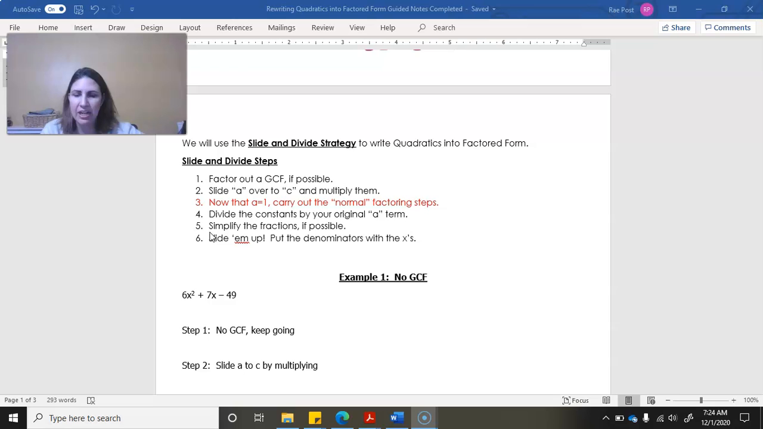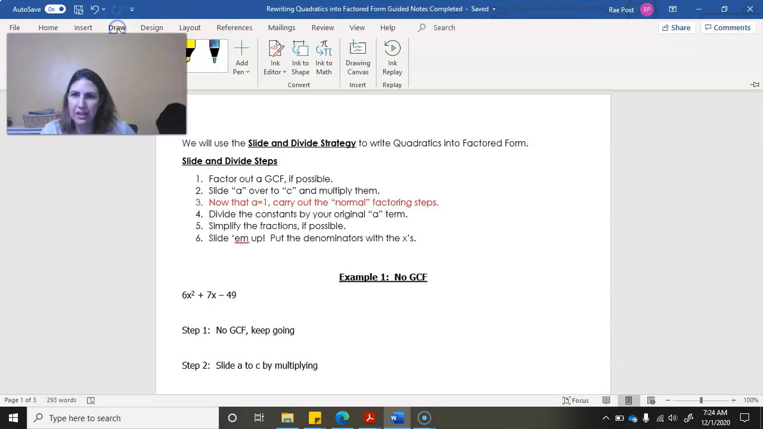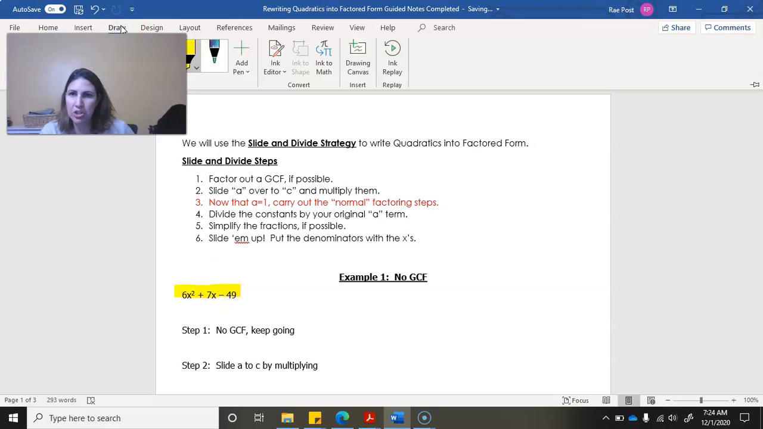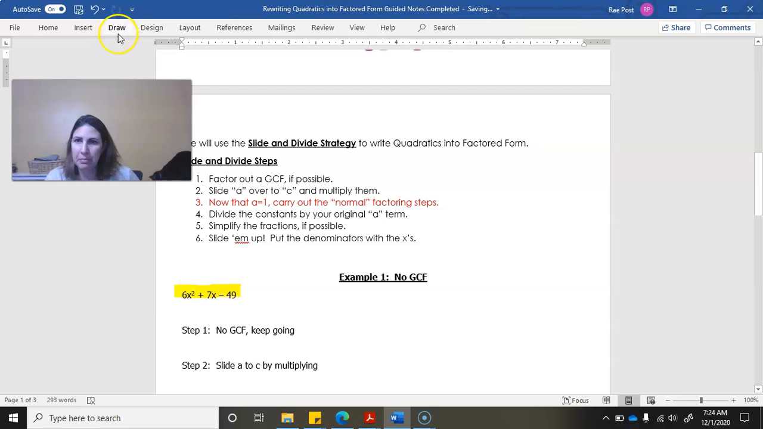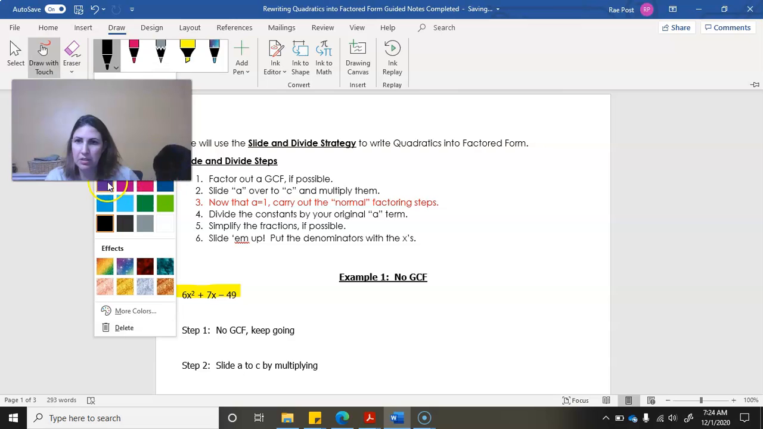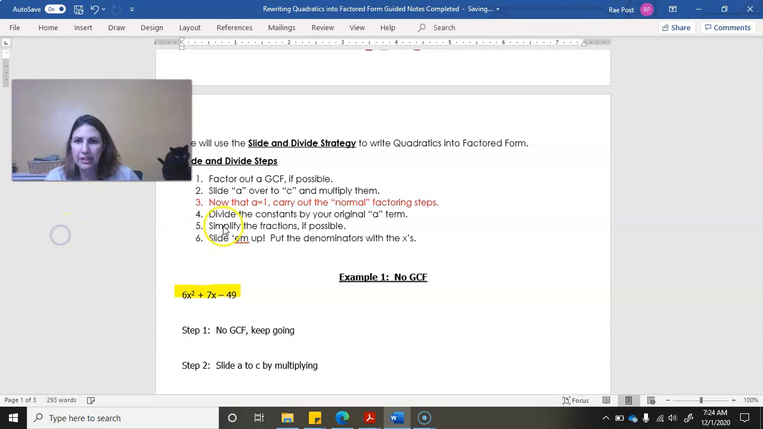Step number 1 says factor out a GCF if possible. So here's our example: 6x squared plus 7x minus 49. 6, 7, 49, they don't have any numbers in common. They can't be divided by another number evenly, so there's no GCF here. You always want to check that step. If you don't check that step, it's not going to help you out later. So there's no GCF, and we're just going to keep on going. Always check: 6, 7, 49, no GCF.